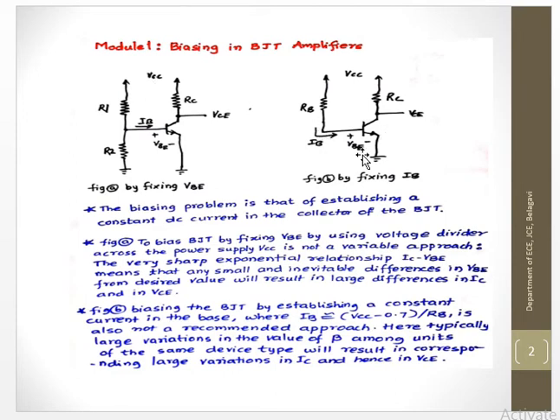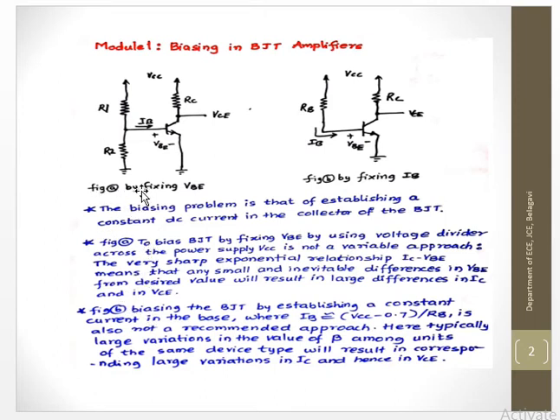If you observe the second representation, figure B, base resistor RB and collector resistor RC are connected to VCC. The current IB that is flowing through the base resistor will determine the current flowing in the output circuitry, that is the collector current IC. The biasing problem is that of establishing a constant DC current in the collector of the BJT.